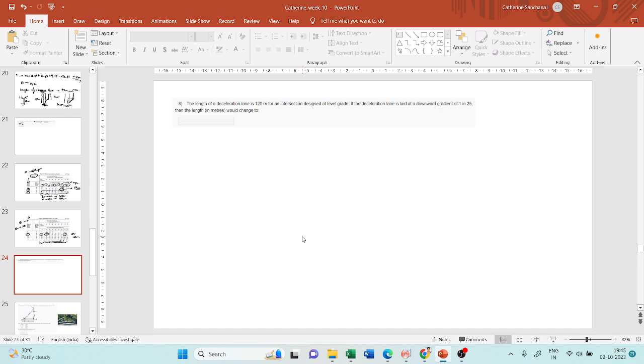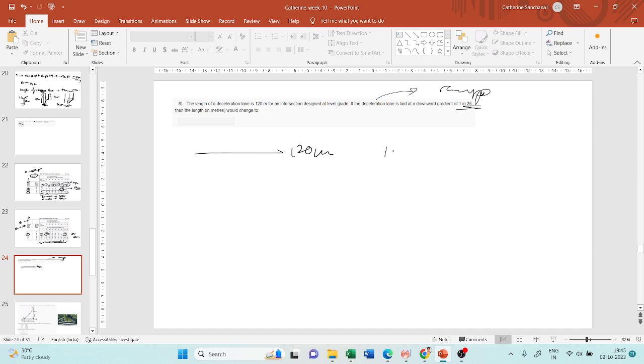Now moving on to the next question. The length of the deceleration lane is 120 meters for an intersection designed at level grade. Okay, for level grade, the deceleration lane is 120 meters. If the deceleration lane is laid at a downgrade of 1 in 25, okay, this is not a ramp. The deceleration lane itself has a gradient.